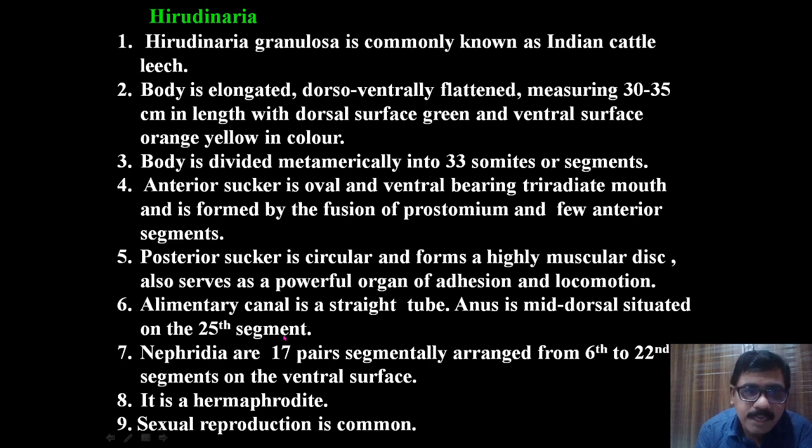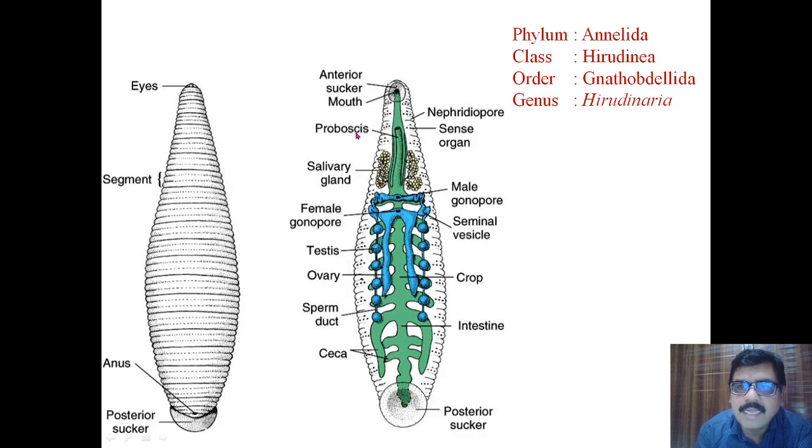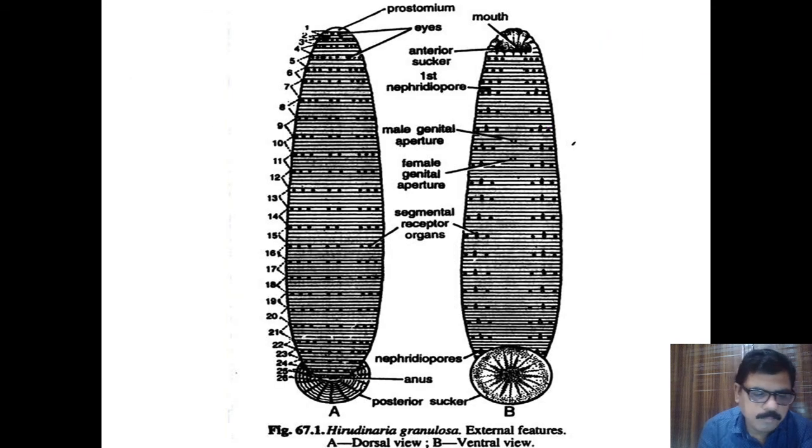So you have to write down these characteristics, and you have to draw any one of the diagrams from these two and write down the classification, that is phylum Annelida, class Hirudinea, order Gnathobdellida, and the genus Hirudinaria. Thank you.